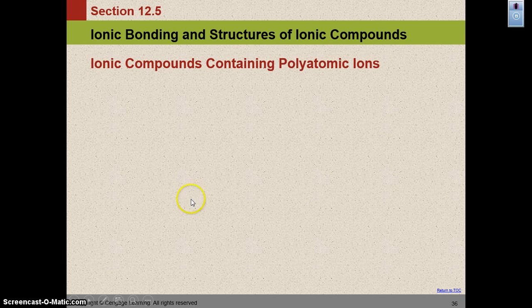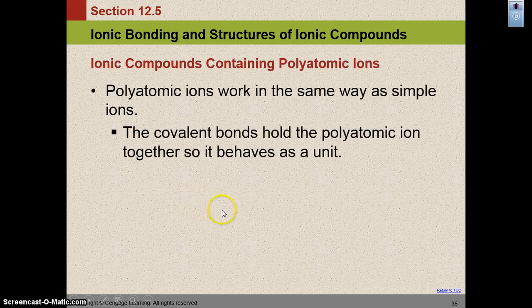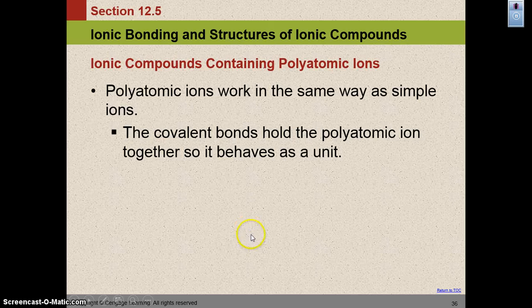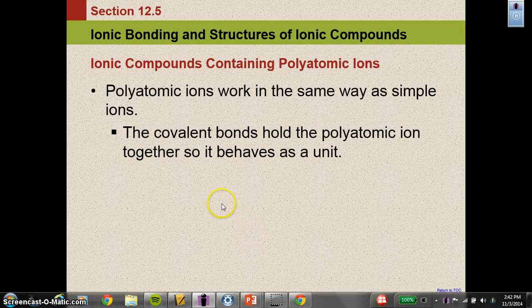Let's take a look at ionic compounds containing polyatomic ions. Polyatomic ions work the same way as a simple ion, and the covalent bonds hold the polyatomic ion together so it behaves as one unit. So polyatomic ions are held together by covalent bonds, and they act as if they are one unit that is ionic. That takes us through Section 12.5, and we'll be ready to start Lewis structures in the next lecture.